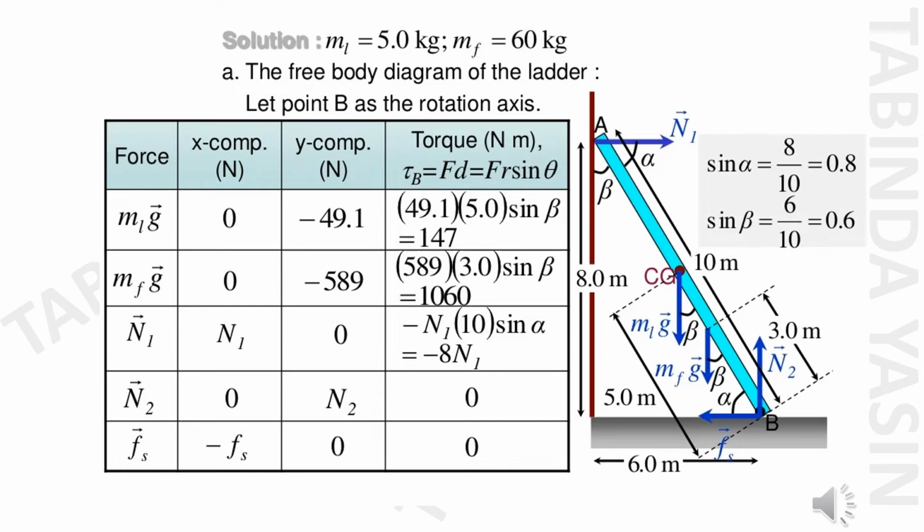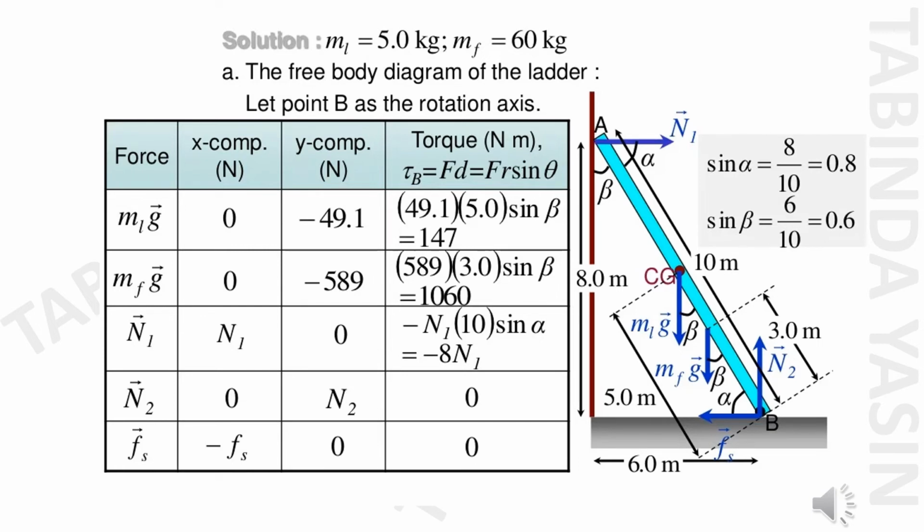We have m1g. For the x component, the value is 0. For the y component, that is minus 49.1. We're going to put the values and get 147. mfg has x component 0 and y component minus 589. By substituting the values, we get 1060.